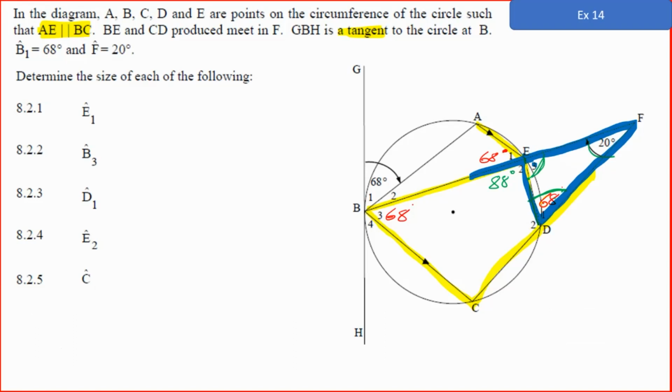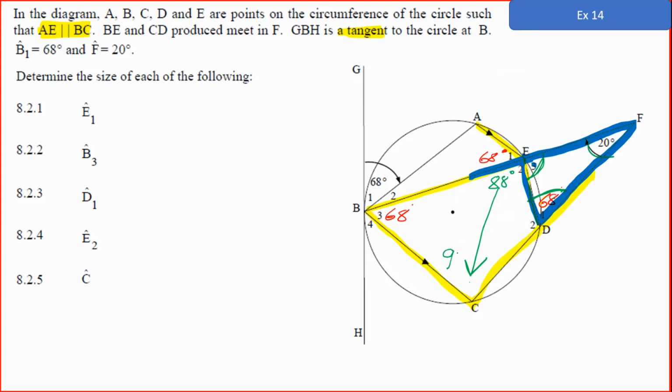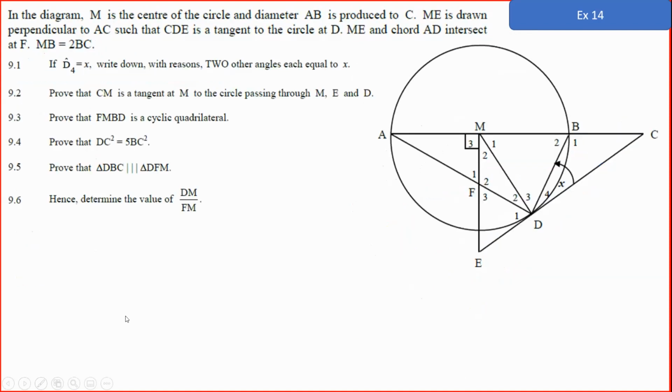Now, we're going to go to C. Well, cyclic quad, am I right? What will we get? We get 92. Okay, that was a very easy question for a past paper. Okay, let's move on. Pick up the level. Now it gets a little bit more interesting.